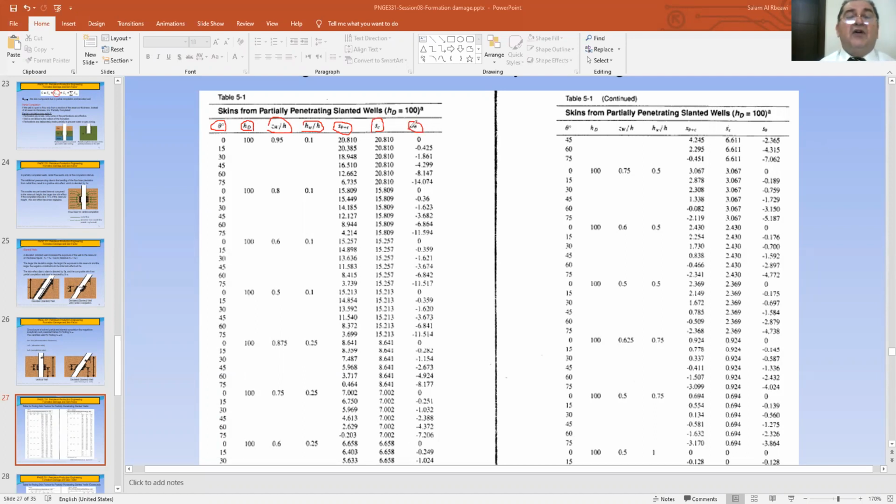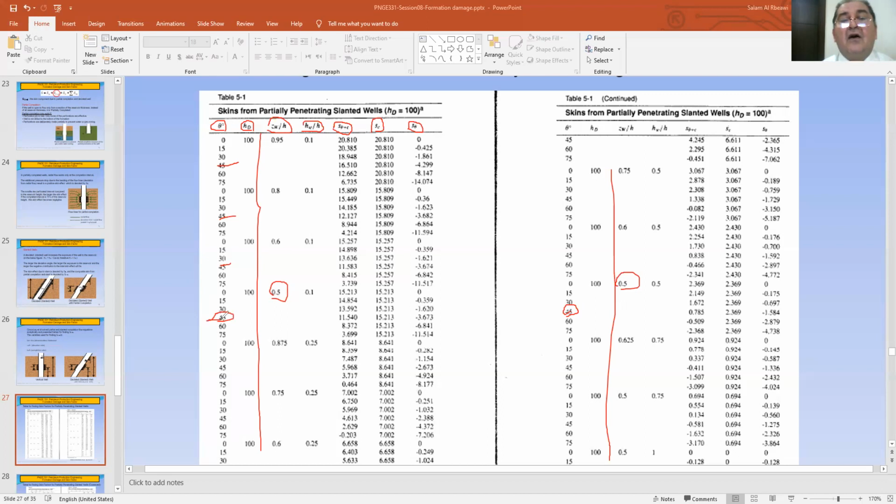See? So let us say that we have H sub D 100. This is all 100, see? All 100, H sub D, okay? Theta is 45, this is theta 45 here. And H sub D is 100. We need more parameters. Let us say that ZW divided by H is 0.5. So where's 0.5? Here is 0.5. See? This is 45.